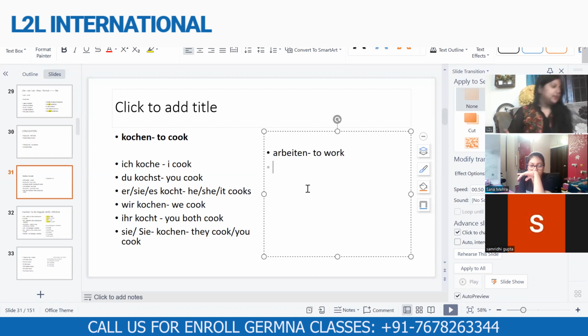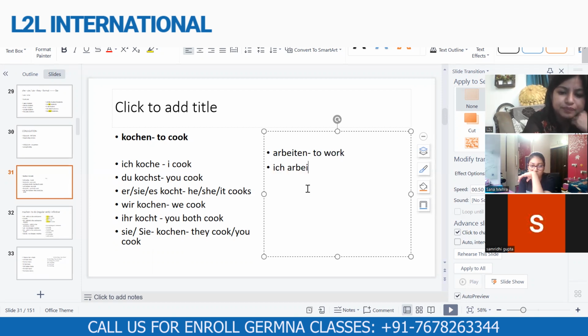Now, what happens here? Or let's say, now this verb is again a bit weird here. I'll look for a different one. Let's take arbeiten. Good. We'll do it. Now, arbeiten is to work. And now let's see how the verb is changing.